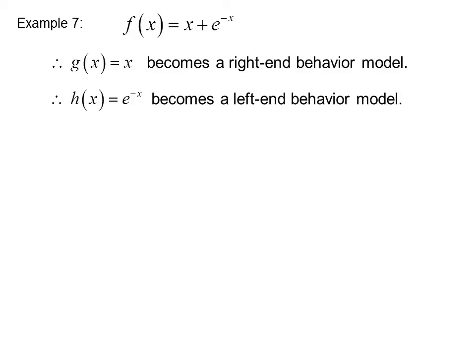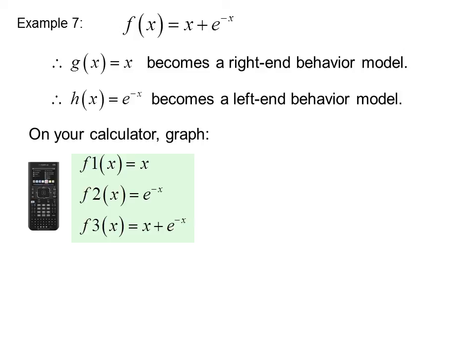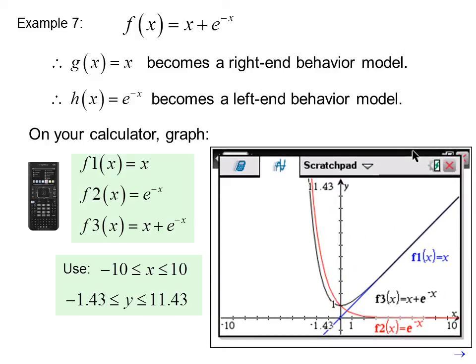Now let's look at the graphs of these functions. On your calculator, graph f1 of x equals x, f2 of x equals e to the negative x, and f3 of x equals x plus e to the negative x. In our viewing window, we'll graph x from negative 10 to 10, and y from negative 1.43 to positive 11.43. And there are our graphs. Notice that the original function follows the graph of y equals e to the negative x down the left side. That's our left-end behavior model. And as it moves to the right, it follows the graph of y equals x. And that would be our right-end behavior model.